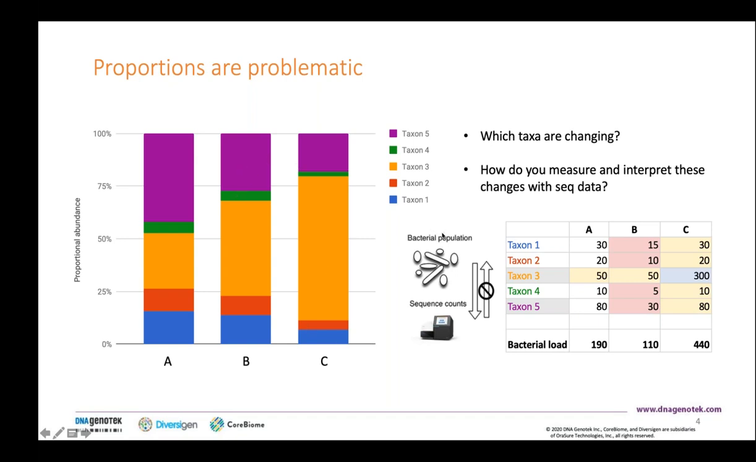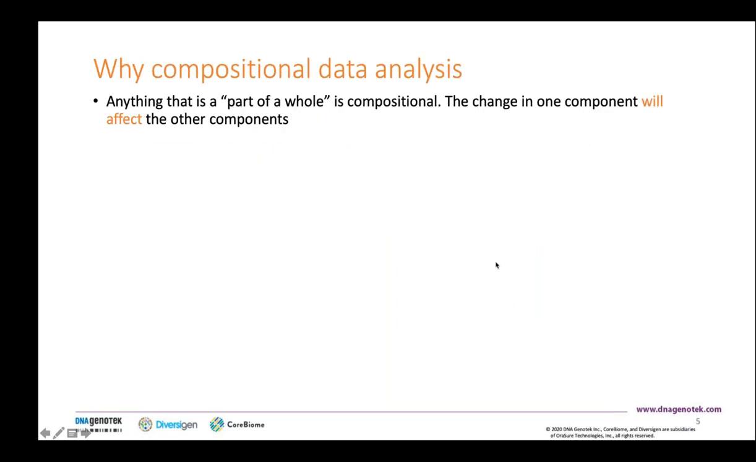So the problem here is proportions. The problem occurs because we can't actually measure the underlying population easily or without challenges or cost. And so if we represent data as proportions, every component influences another component that we're measuring. So this is a compositional problem. Sequencing data are therefore compositional. Anything that can be represented as part of a whole or part of a total is compositional. And as I mentioned, the change in one of those components can affect every other component.